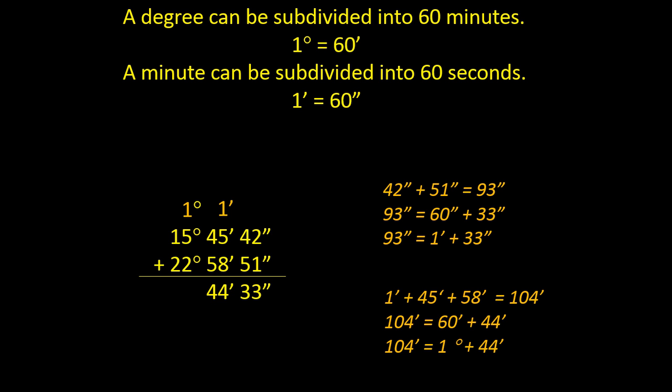The 1 degree we can add to the other degree measures. So 1 plus 15 plus 22 is 38. So the sum of the two angles is 38 degrees, 44 minutes, 33 seconds.